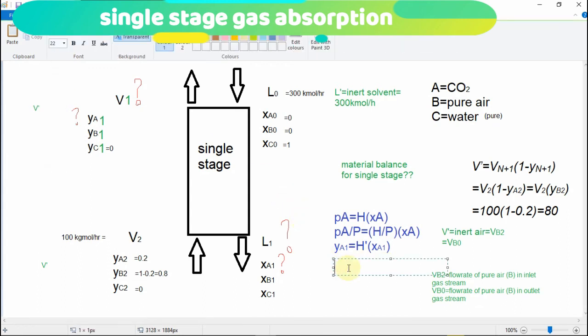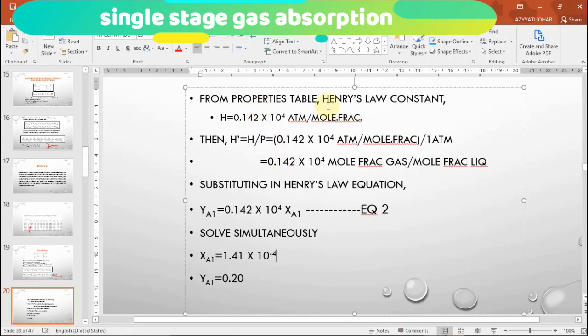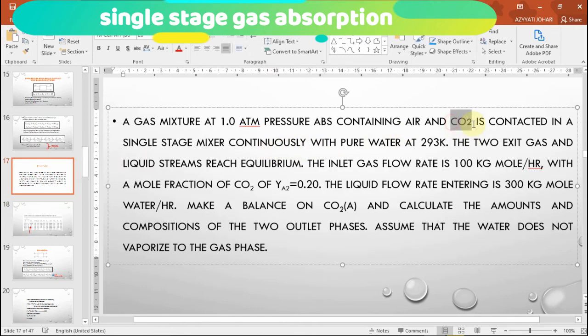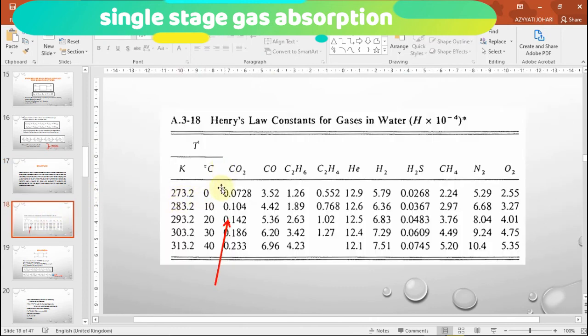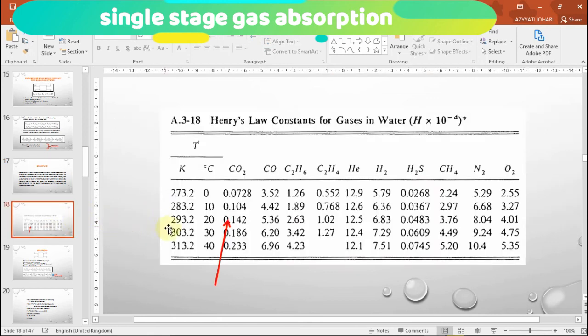How can we get the H prime value? From the properties table of Henry's law. The question gives you this table, the Henry's law table. As the question says, the solute, or the harmful gas, is CO2, so we need to refer to the column for CO2. This is the temperature, which is the operating temperature. The operating temperature for the system is 293 K, which is somewhere here in the middle of these values.